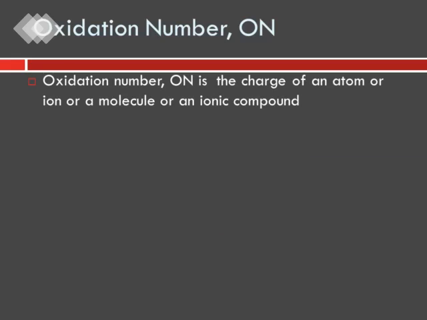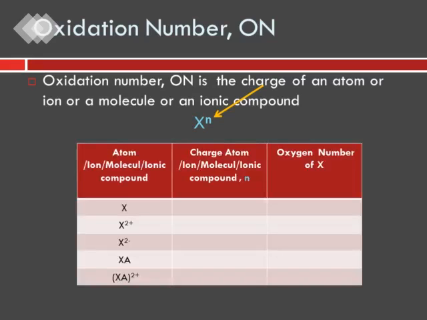Oxidation number is the charge of an atom, ion, molecule or ionic compound. For example, X is a neutral atom, hence its charge is 0, therefore its oxidation number is also 0. The same goes for X when it is ionized to X2+ and X2-.